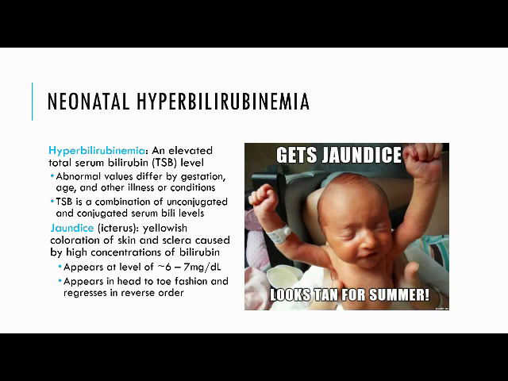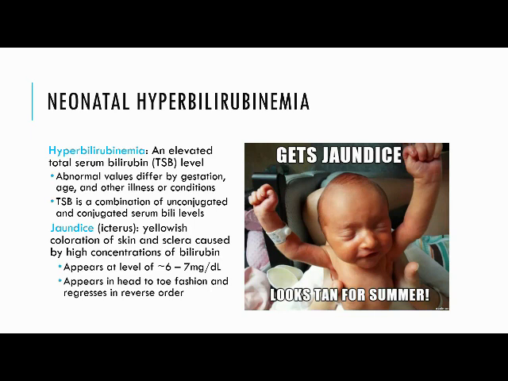Usually babies will look a little jaundiced when levels are around 6 to 7, and it appears in a head to toe fashion, and it regresses in the reverse order. So you start with the eyes and the head and move down towards the feet as your bilirubin level increases and gets worse. Then as your bilirubin level decreases and gets better because we're treating the baby, or the liver starts working a little better, or the baby starts pooping and peeing more, you'll see it reverse from the toes. The head and the eyes are the last place you'll see it disappear.